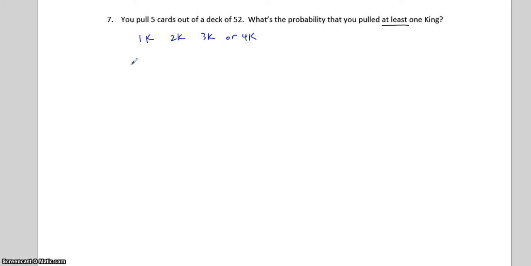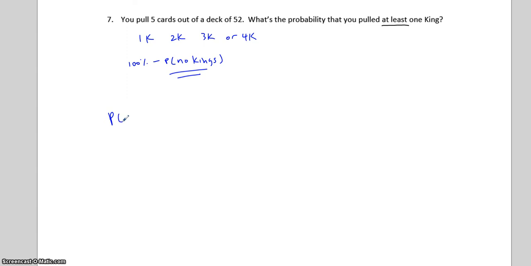Actually, what's easier to think about here is the complement principle, and we could take 100% minus the probability of no kings. Because the complement of no kings is having at least 1 king. So that's the trick to this problem, to think about finding the complement here.